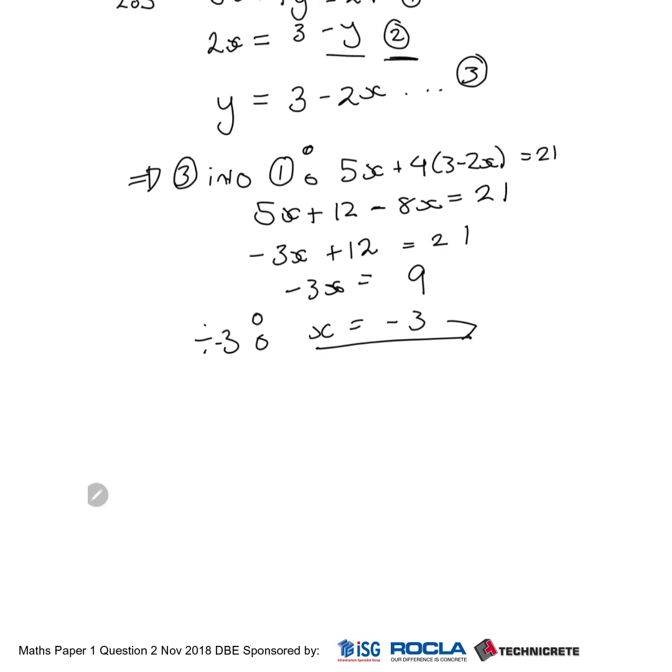So now we know our value of x. I'm going to sub x into equation 3 to get my y value. So y is equal to 3 minus 2 times x, which we know is negative 3. Therefore, 3 minus 2 times negative 3 is the same as 3 plus 6. Therefore, y is equal to 9. So that's question 2.